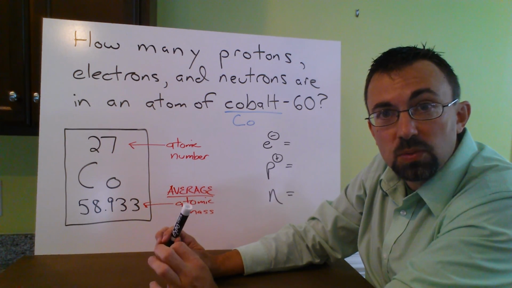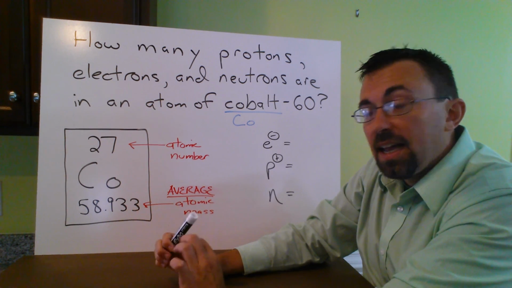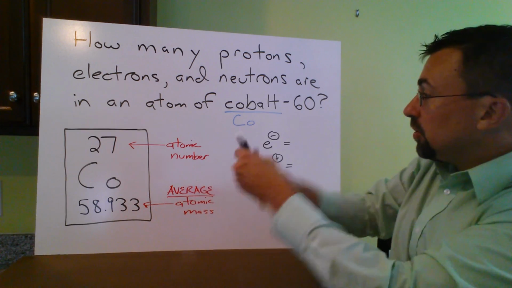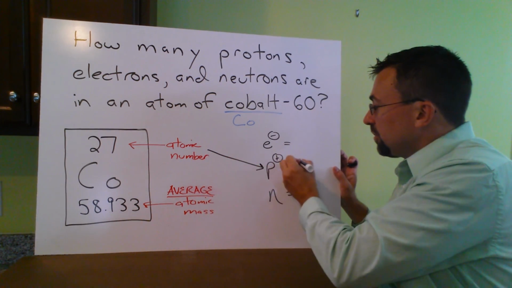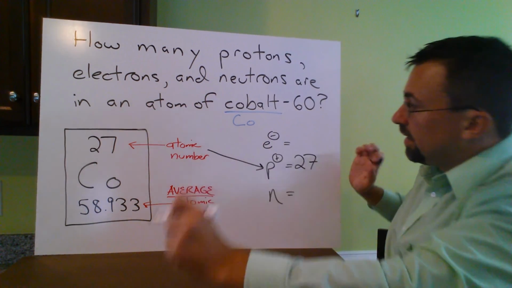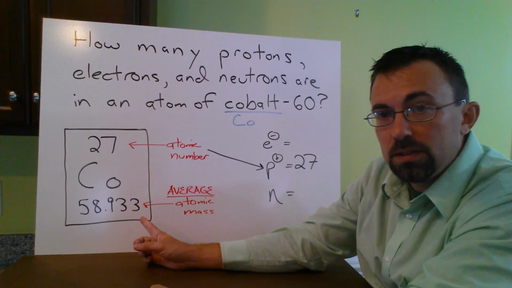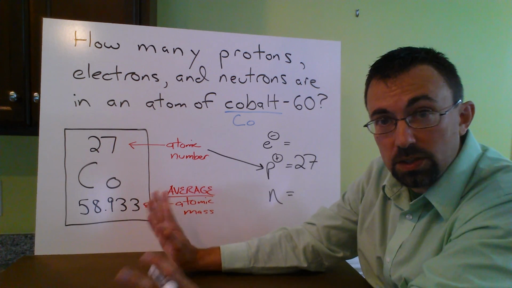So the number of protons is what makes an element an element. Every single atom of cobalt in the entire universe has 27 protons. So that's super easy. We just read that right off our friend, the periodic table. The other number, for these types of problems, we actually want to ignore.